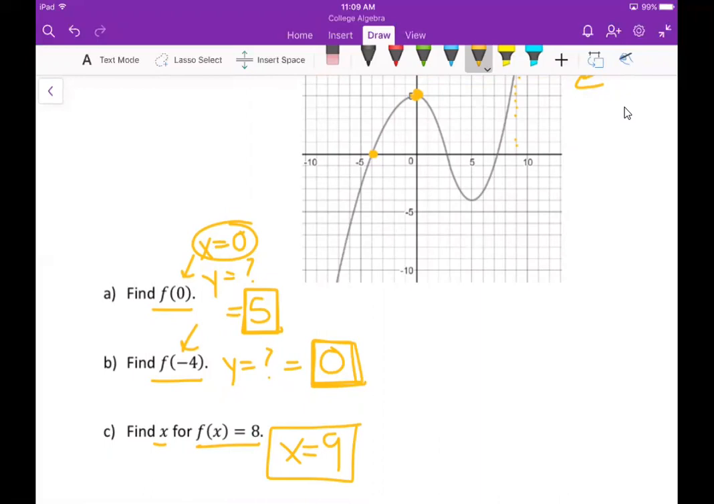Okay, so always just remember what you're being asked when you see these notations. If x is replaced, you're given the input and looking for the output. If x is not replaced, you're being given the output and you're looking for the input.